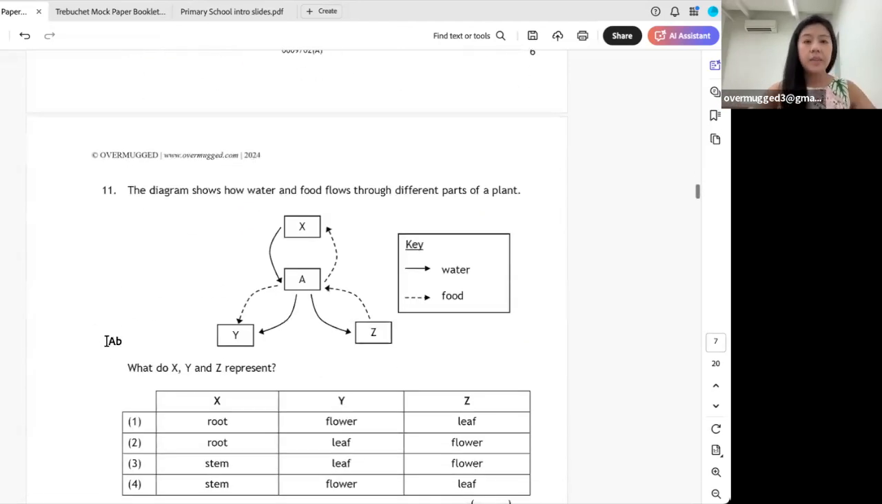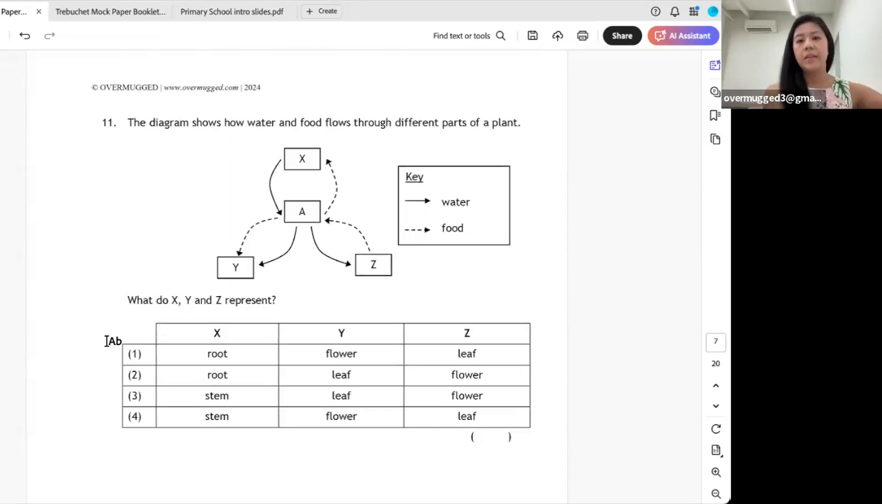Okay. Now, question 11. This is again about transport, but this is about transport of substances in the plant. Okay. So the diagram shows how water and food flows through different parts of the plant. Now you realize that the parts of the plant are not labeled. All right. But the key here shows that the solid arrow is for water and the dotted arrow is for food, right?